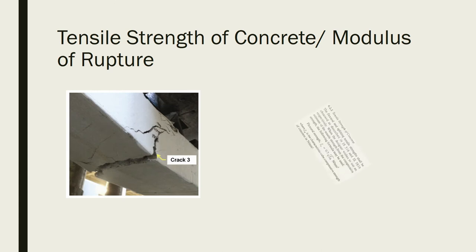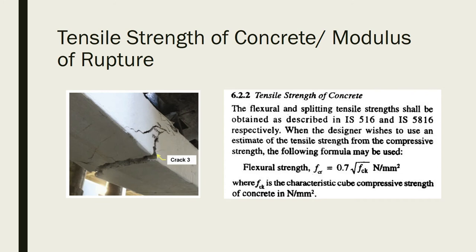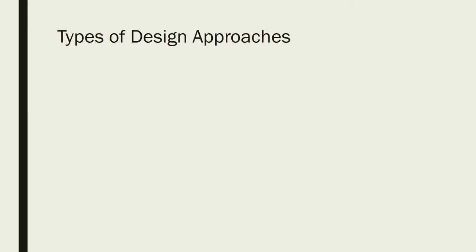The equation for this you can find in clause number 6.2.2 of IS 456-2000, which is given by fcr = 0.7 root fck, where fck is the characteristic strength and fcr will give you the tensile strength of the concrete, or the modulus of rupture, for that particular grade of concrete. This equation is very important. We are going to use this particular equation while we solve cracked beam and uncracked beam sections. So let's go to the next slide.